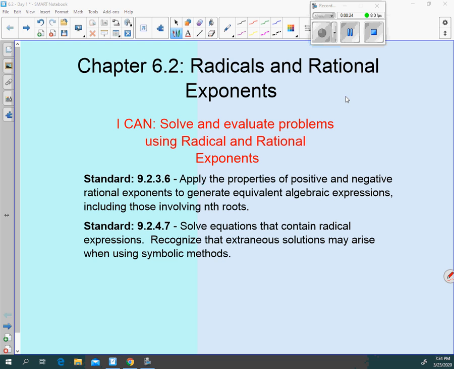But today we're going to start our first part of chapter 6.2, which is on radicals and rational exponents. It's kind of an easy section in my opinion. I think we might only spend one day on it. Who knows? We'll see what happens. But I kind of think that you guys will knock this one out of the park. All right? So here we go.